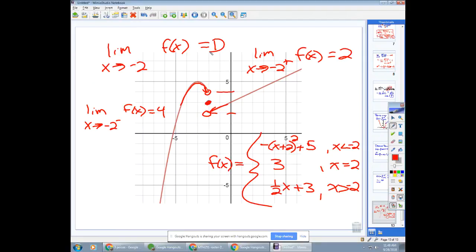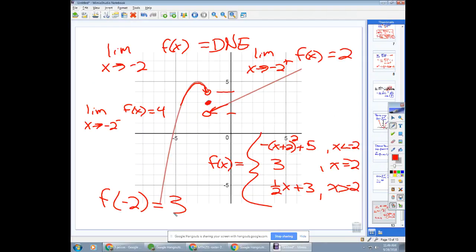So if it doesn't say approach from the left or the right, that means you're obligated to look on both sides. And if they match, you have a limit. If they don't match, you don't have a limit. So the limit does not exist. This function is broken. Does the function exist at that point? Yeah. Turns out that f of -2 happens to be 3, but there is no limit because it's all broken up.